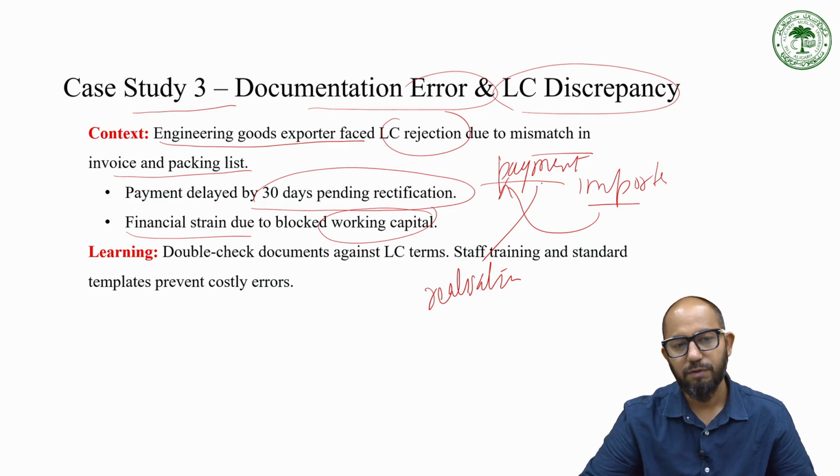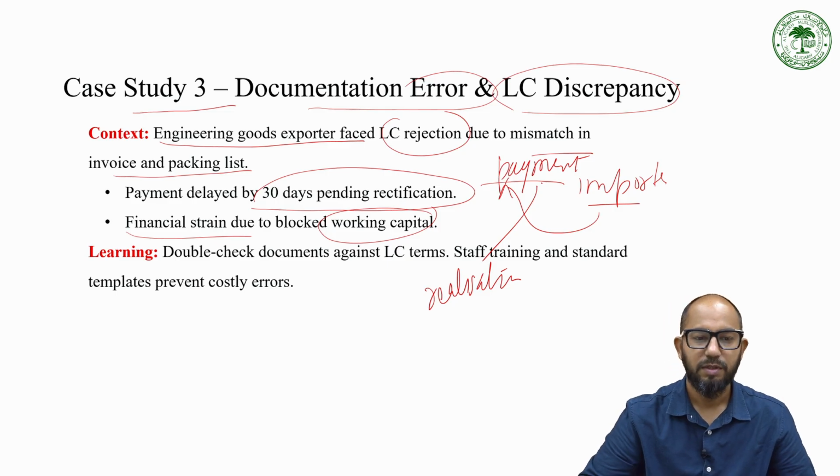What we can learn from this case scenario is that double checking of the documents against letter of credit terms is very important. There should not be any hurry. Prevention and precaution should be taken so that letter of credit details do not mismatch with the invoice and packing list. For this, staff training and standard templates should also be used because they can prevent costly errors.